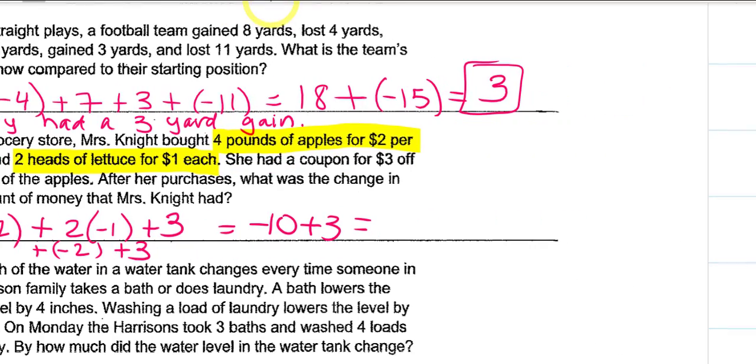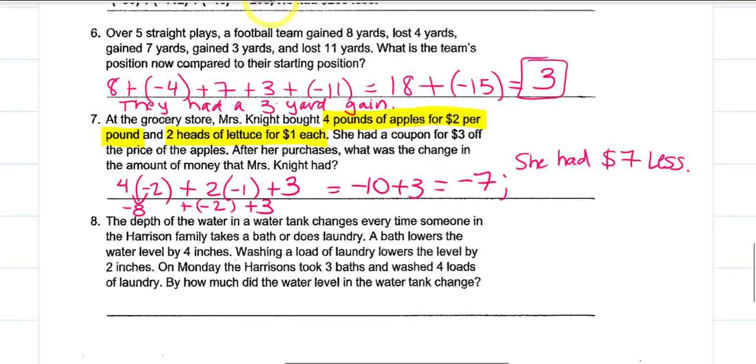My signs are different, so I should subtract 10 minus 3. That's going to give me 7, and I'm going to use the sign of the larger number. That's going to be a negative 7. So my answer, when I evaluate, is negative 7, but I am going to provide the answer as a statement that says she had $7 less. Okay, so the word less is indicating the negative in my answer.